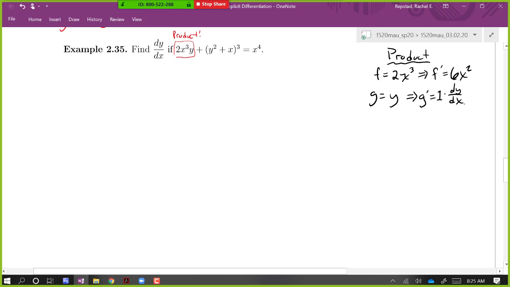And that makes sense, right? Here's what we said: if g is y, then its derivative is dy dx. So there's our product rule. Let's get started then.